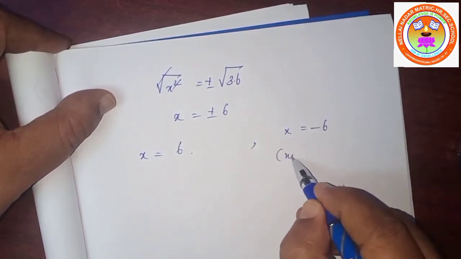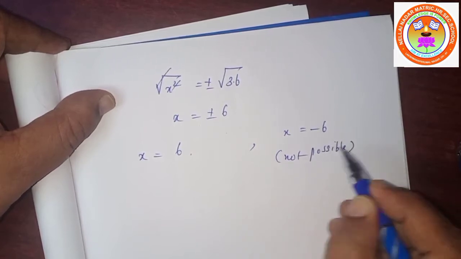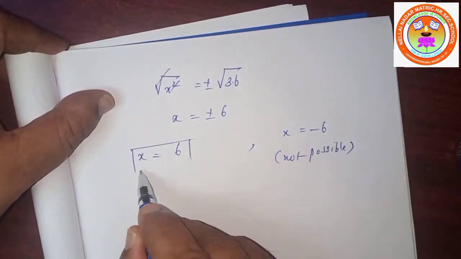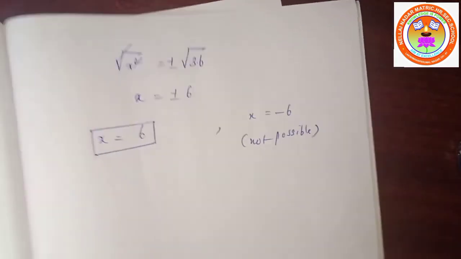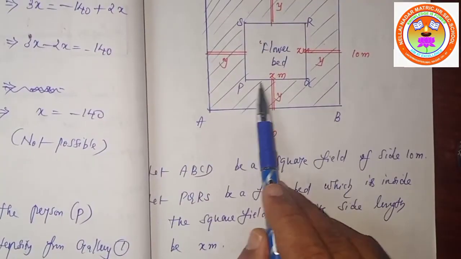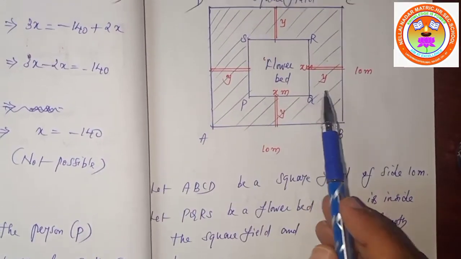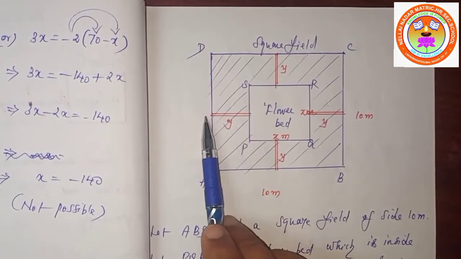X is the distance. Distance cannot be negative. Therefore, this is not possible. Now, I got the value of x only. Here in this problem, x refers to the side of the flower bed. But you are asked to find out the width of the gravel path.